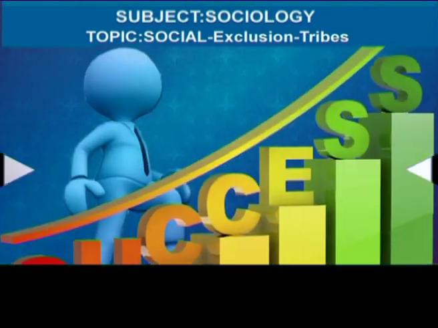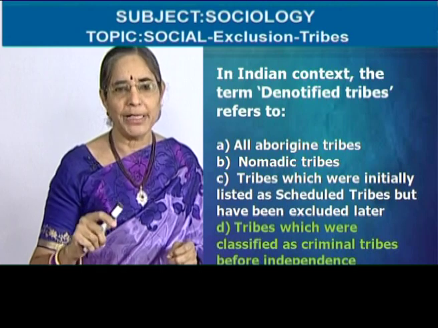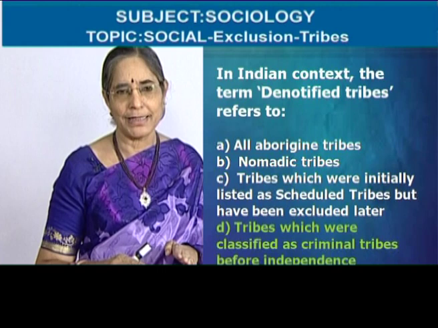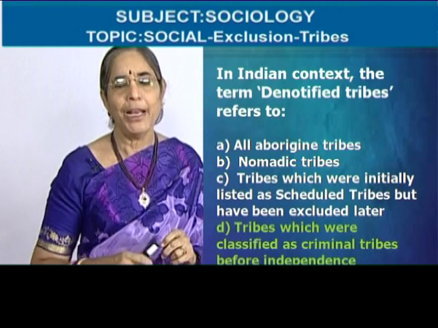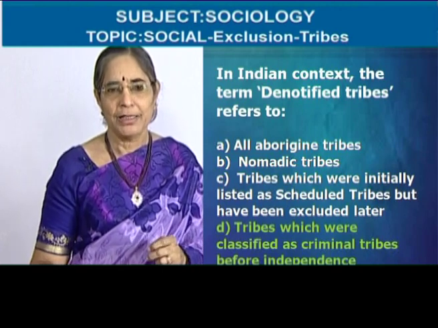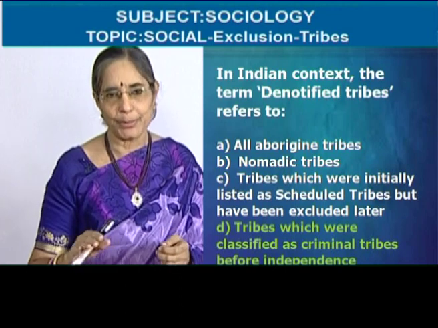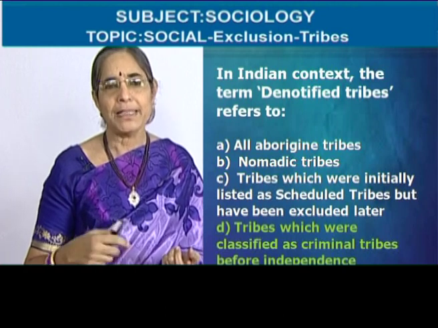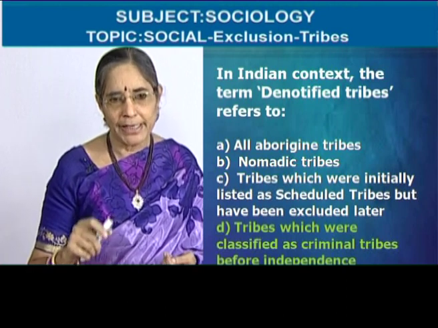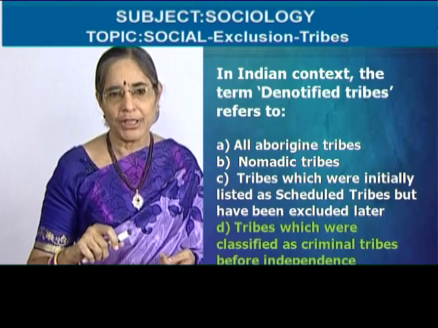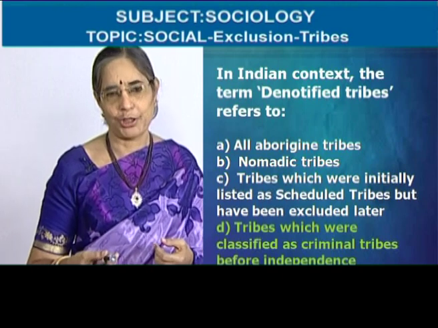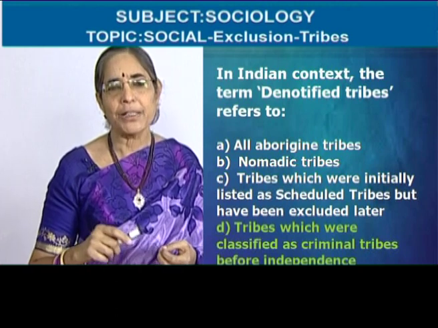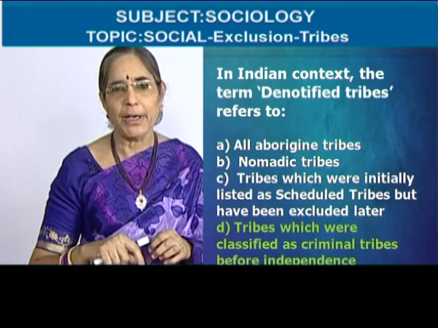The question is like this. In Indian context, the term denotified tribes refers to, let us say, 4 alternative answers. Answer number 1 or A, all aboriginal tribes. Secondly, all nomadic tribes, because nomadism is one of the characteristics of various scheduled tribes. Answer number 3 is tribes which were initially listed as scheduled tribes but later they were excluded. And answer number D is tribes which were classified as criminal tribes before independence.